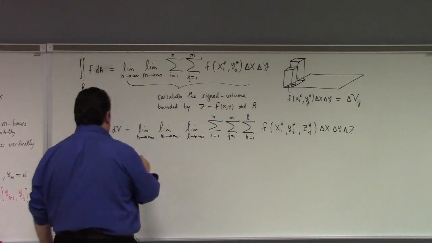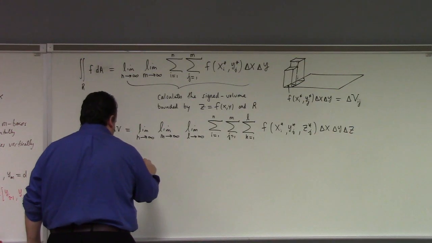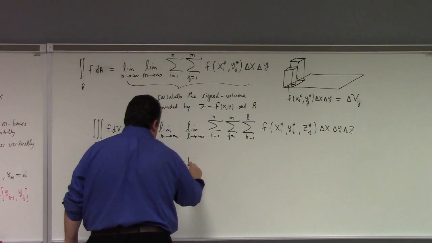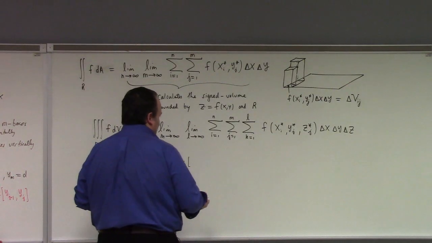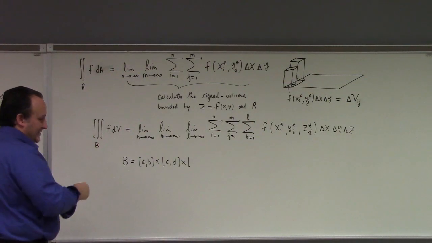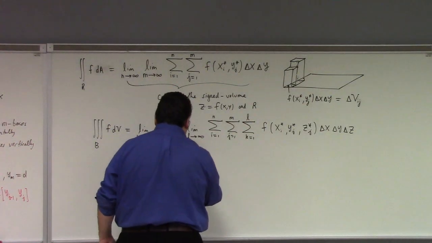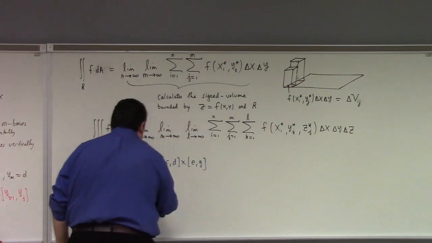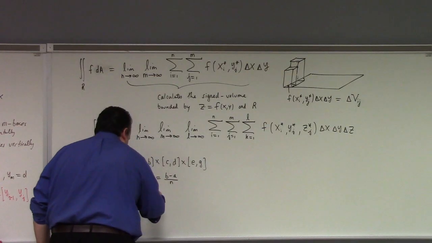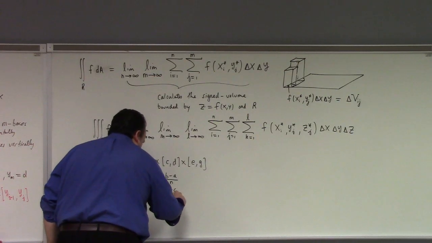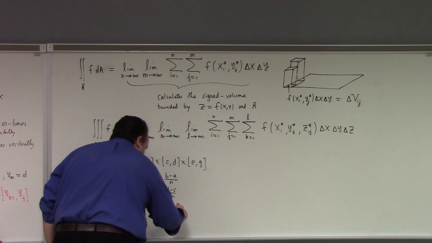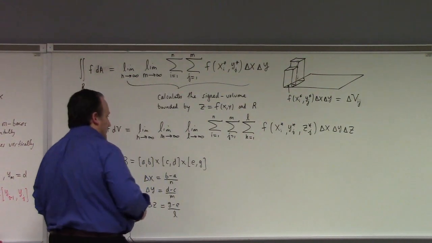All right, here I'm supposing the box is something like a to b for x, c to d for y, and I guess I want to use e to f, but I've already used the f for the function, so I guess I got to use g. So e to g for the z. So like my delta x, as usual, is b minus a over n. My delta y is d minus c over m. My delta z would be g minus e over L in my current setup.